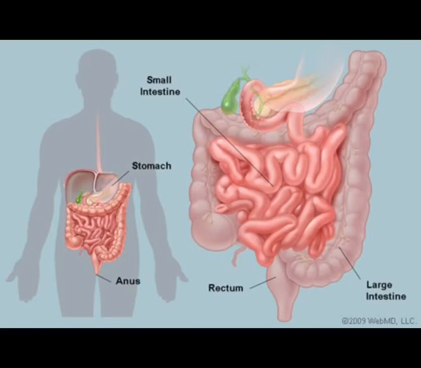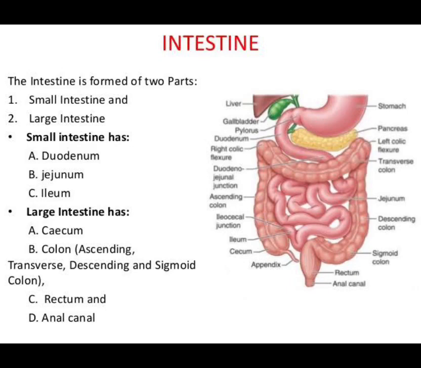Now, what is the small intestine? The small intestine extends from the pyloric end of the stomach to the ileocecal junction, and it consists of the fixed part, which is called the duodenum, and the remaining mobile part, which includes the jejunum and ileum. The total length of the small intestine is about 6.5 meters, and it is very essential for life because the most important part of digestion and absorption takes place in the small intestine.